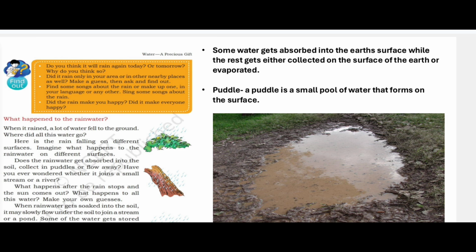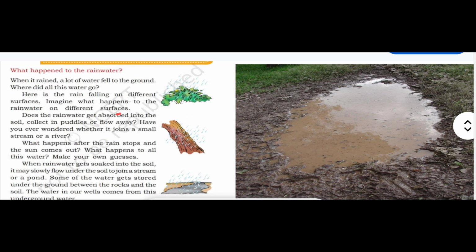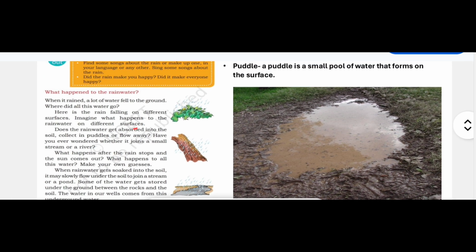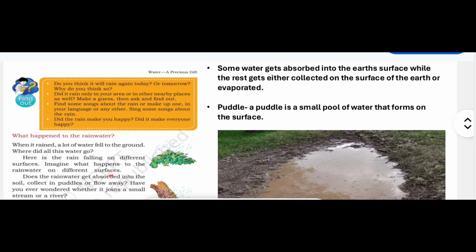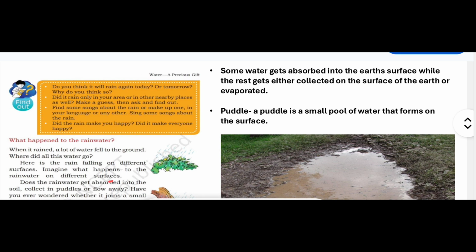What happened to the rain? When it rained, a lot of water fell to the ground. Where did all the water go? That is your first question. So what will we say? Where did all the water go? Some water gets absorbed into the earth's surface, while the rest gets either collected on the surface of the earth or gets evaporated. Okay, either collected or gets evaporated.